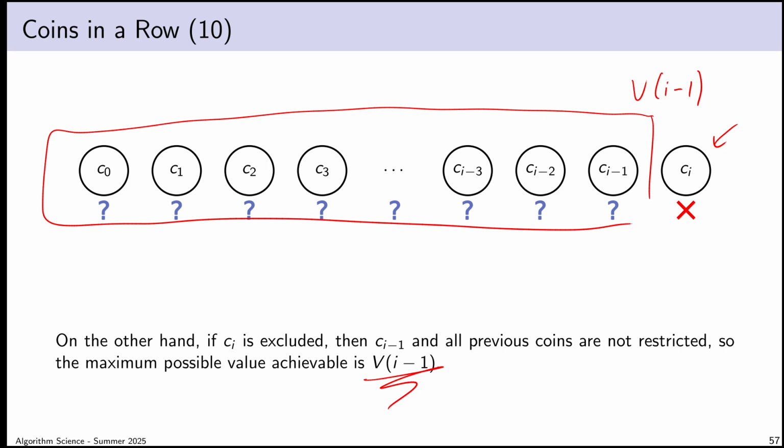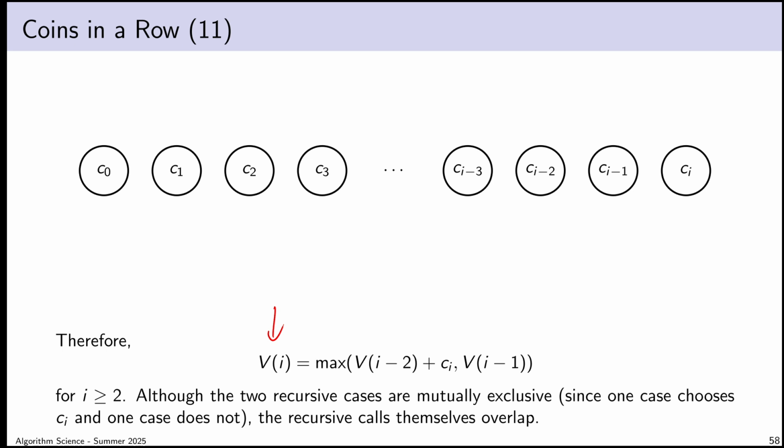Well, which one is it? Well, it'll be the one that results in the better value. If excluding ci gets me a better value than including it, then I'll exclude it. So that means the recursive case is vi is the maximum of the two recursive cases, the one where ci is in and the one where ci is out.